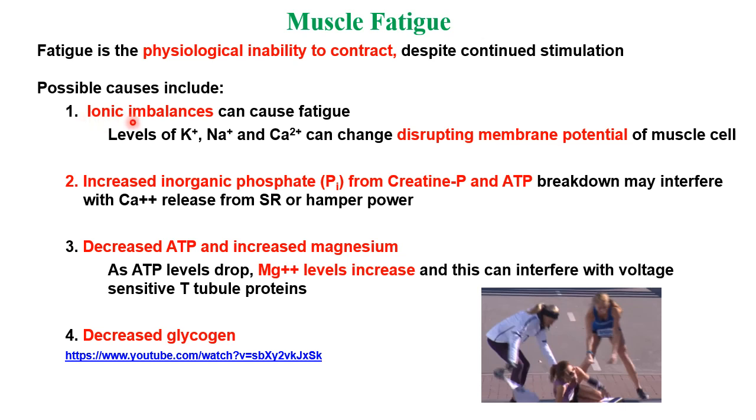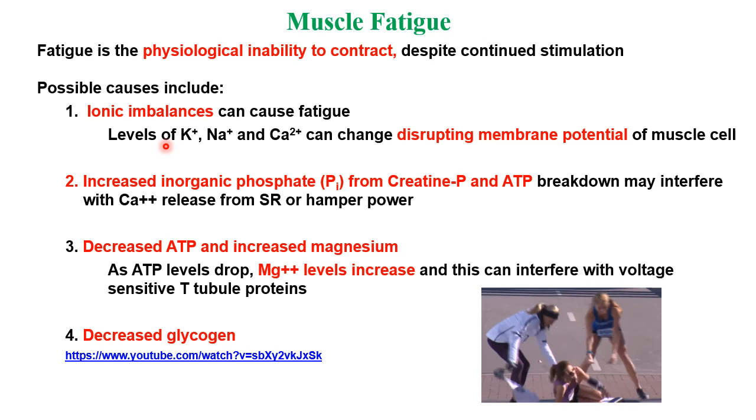First thing is ionic imbalance. So all the signal you're sending to your muscle, you're opening your sodium channels, potassium channels, calcium channels, and those channels are just open, and those ions are going back and forth, and that can disrupt the membrane potential of the muscle. Of course, that's the whole job of the action potential. But if you do too much of it at once, that's not good.